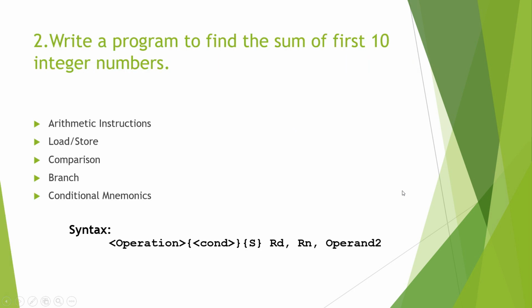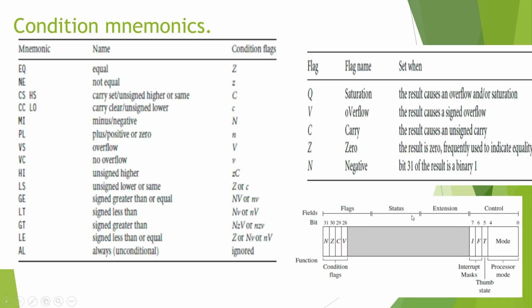The next program to discuss is to find the sum of first 10 integers. Before we look into the program, a quick look at these instructions: arithmetic instruction, load and store instruction, comparison, branch, and conditional mnemonics. These data processing instructions go with the syntax as operation, condition, mnemonics, S suffix, which are optional, Rd is the destination register, and the operands are Rn, and you can have an operand two.